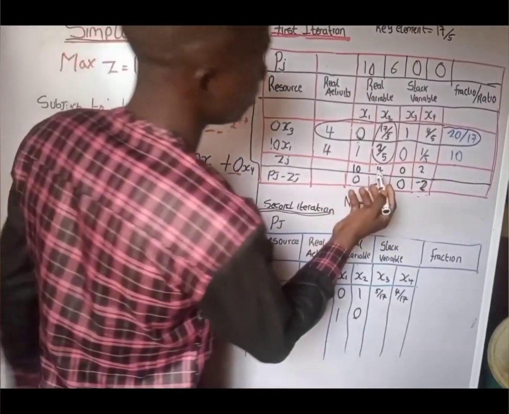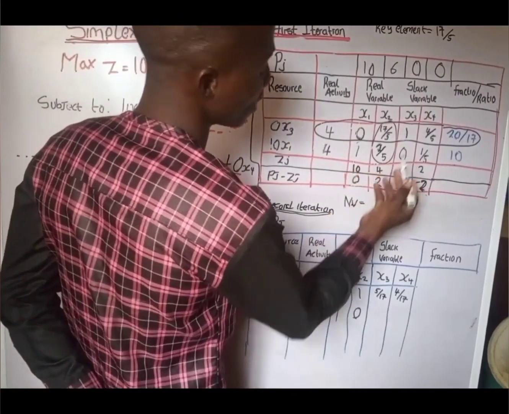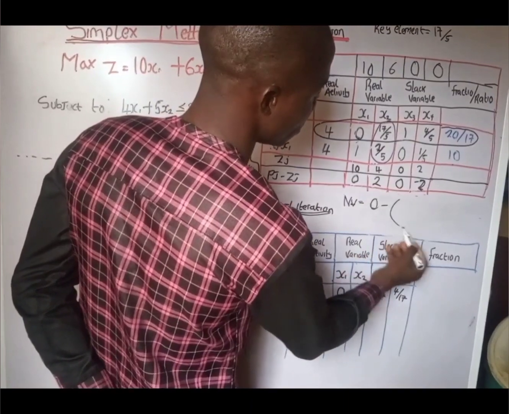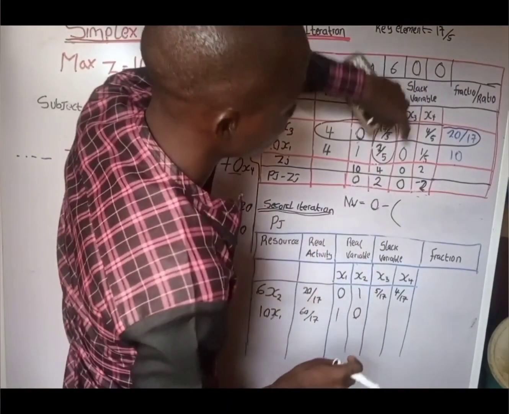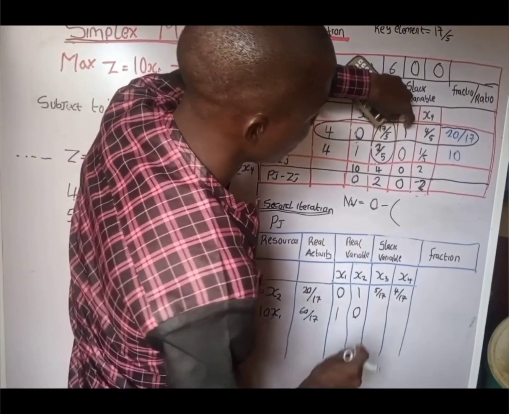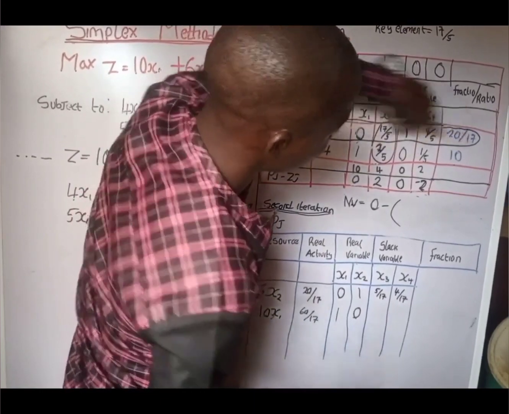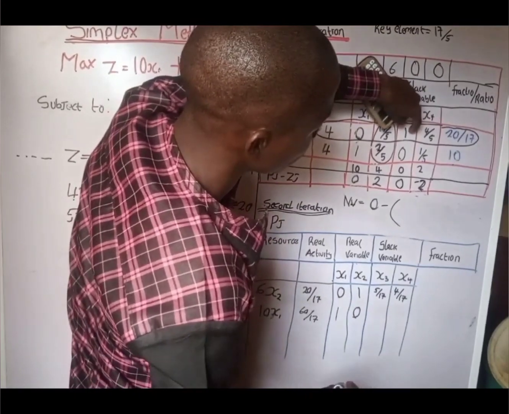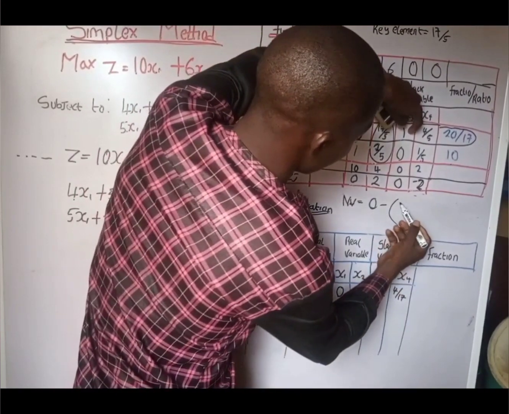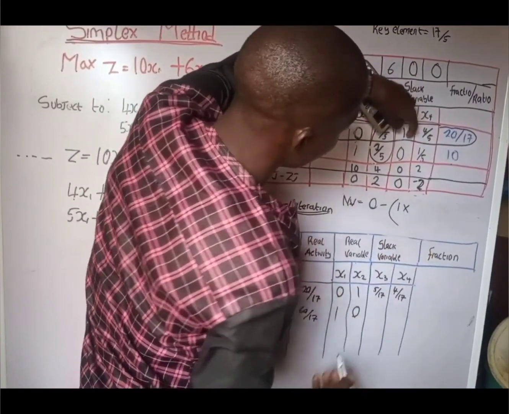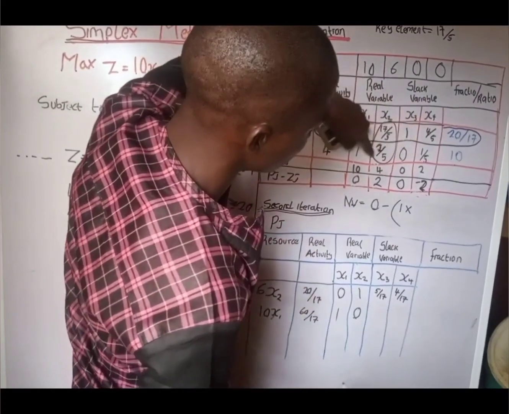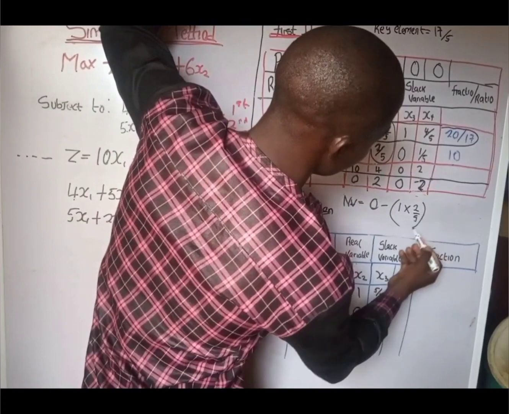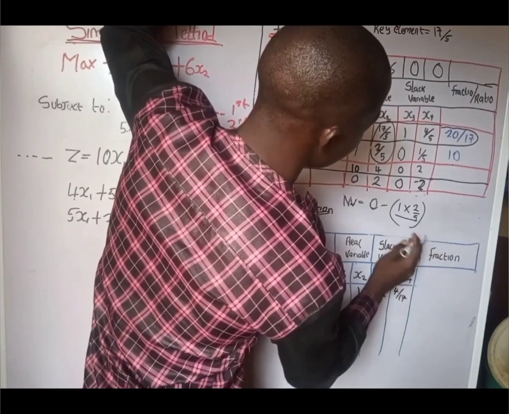So the new value for this 0 will be 0 itself, which is the old value, minus the product of the corresponding key row element. The corresponding key row element of 0 is 1. When you trace it up, the key row element under 0 is 1. So I'm going to have the product of 1 multiplied by the corresponding key column element, which is 2 over 5, divided by the key element.